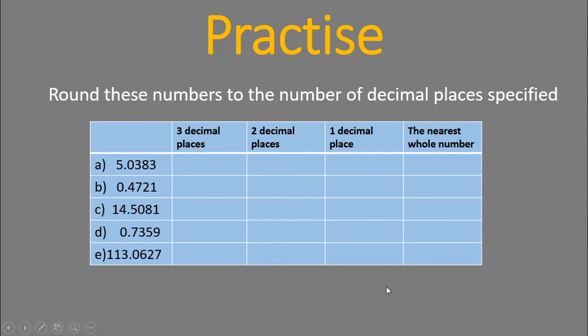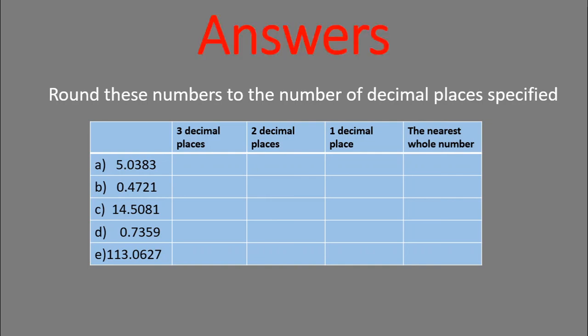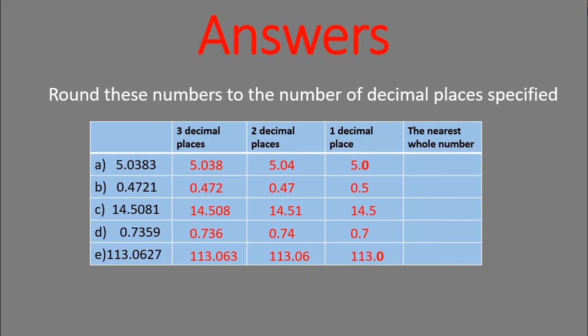Time for you to practice for yourself. So hit pause, and when you're ready, hit play and the answers will come up. I hope you've had a chance to hit pause because here come your answers. For 3 decimal places, for 2 decimal places, for 1 decimal place, and to the nearest whole number.